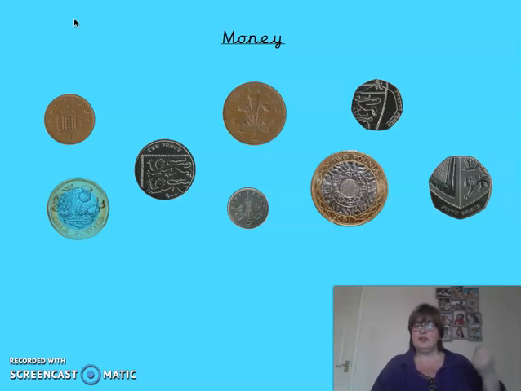You may see people using notes. They're bigger value. We're not going to look at those at the moment. We're just looking at the coins. And if we look at our coins, they all look different sizes, different shapes, different colours. So when you first look at them, it can be a bit tricky to work out which one is which because they all are worth a different value. Now, do you know what the word value means?